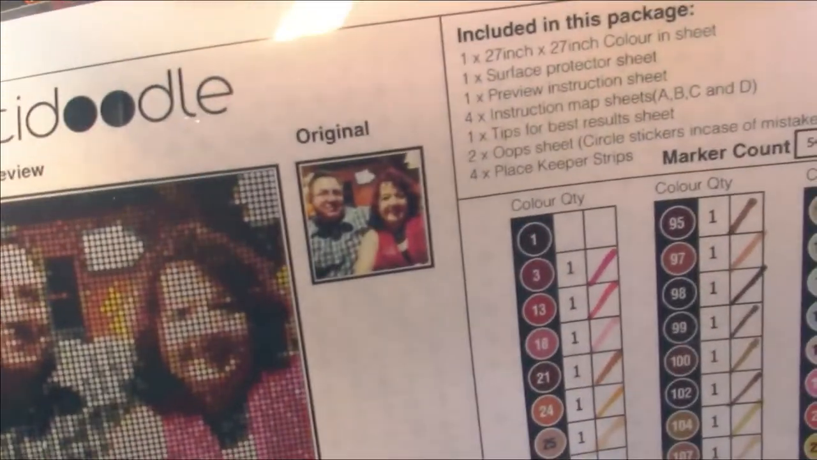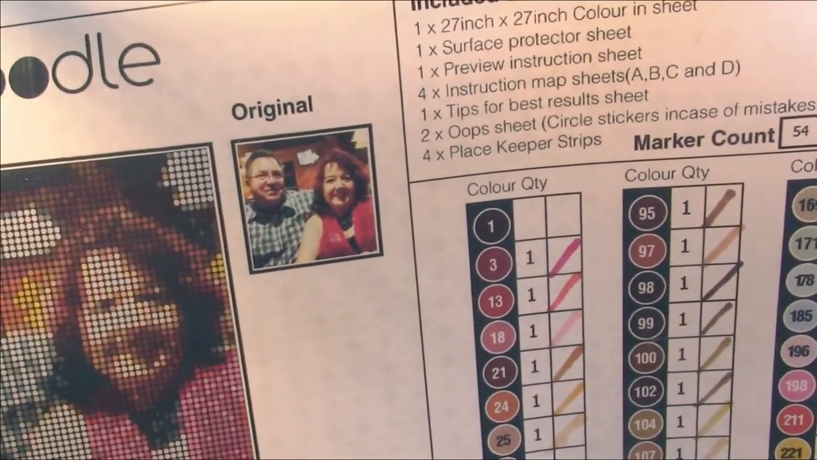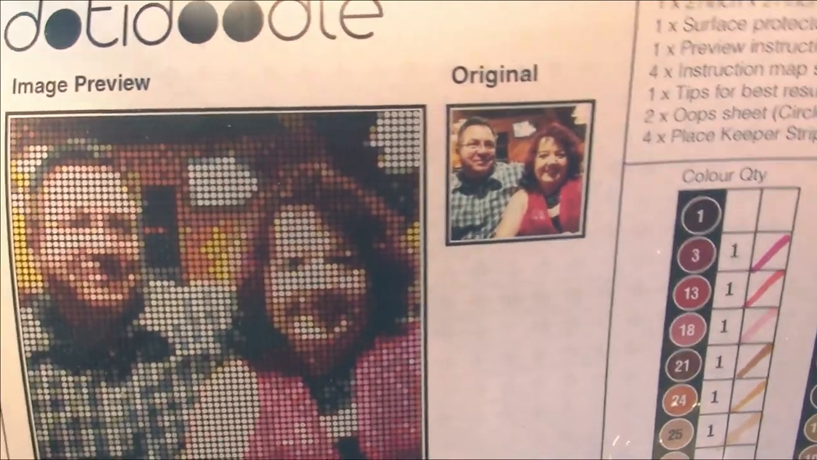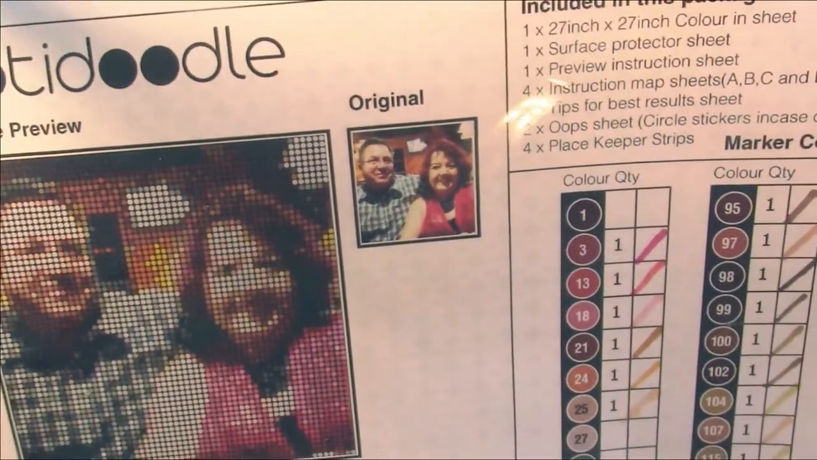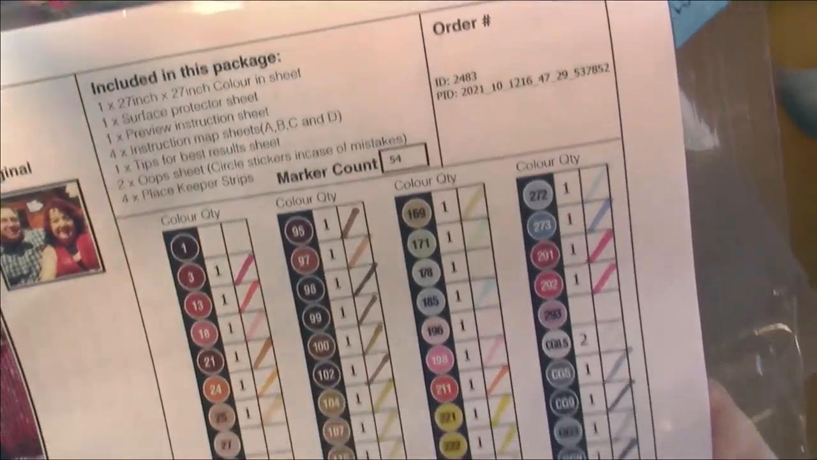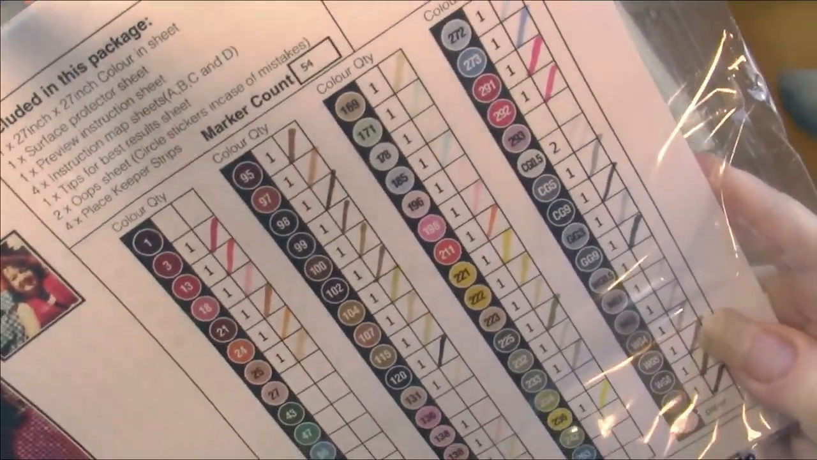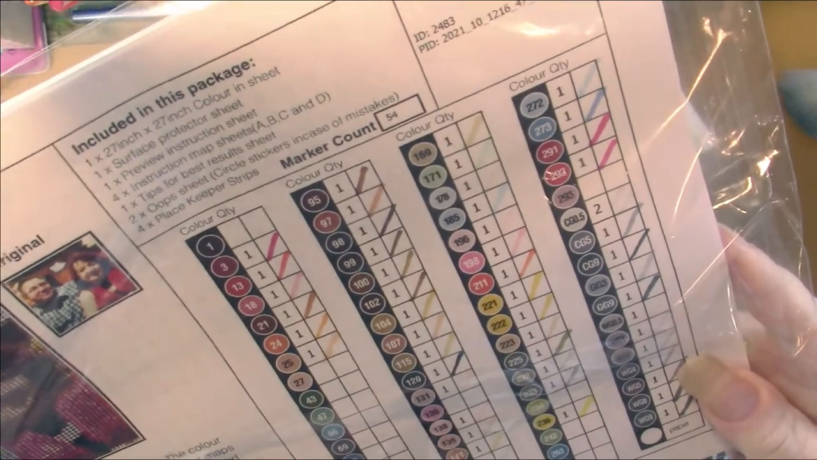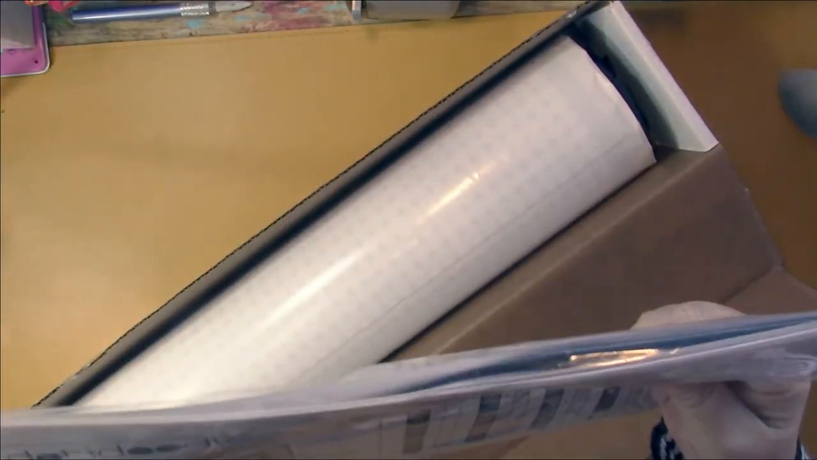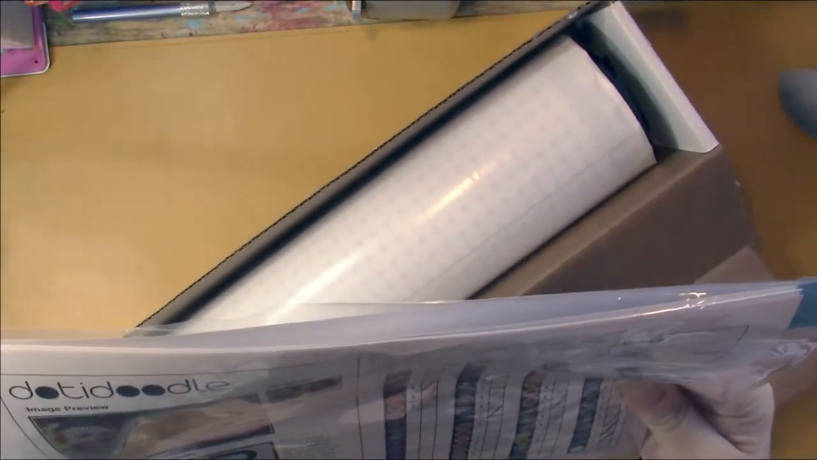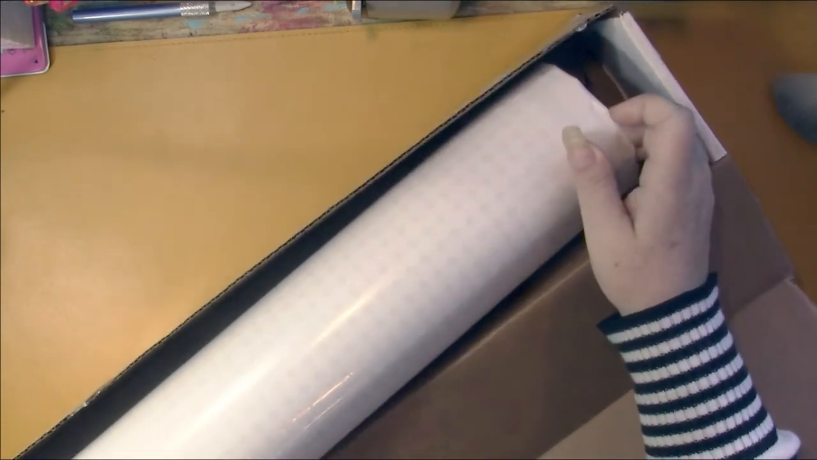So I have a bag with some information in it here, but if we take a look, you see it's a picture of my husband and I. And that's what the poster is going to look like when it's finished. On here, we have all the colors that are included with this kit, and the numbers and what color it is. So we receive that bag of information.